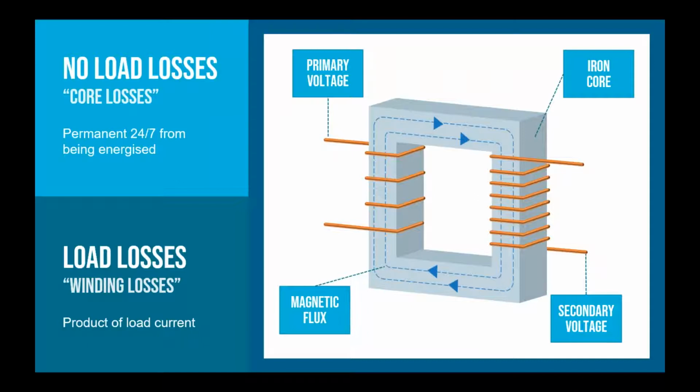The second type of losses are load losses, or winding losses. As the name implies, these are a product of the load current, and their magnitude depends on the loading of the transformer.